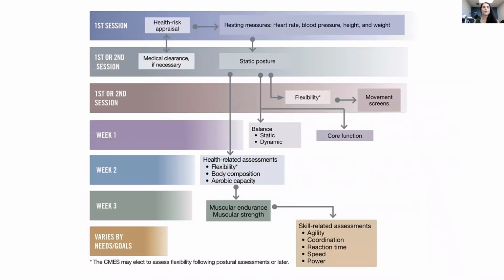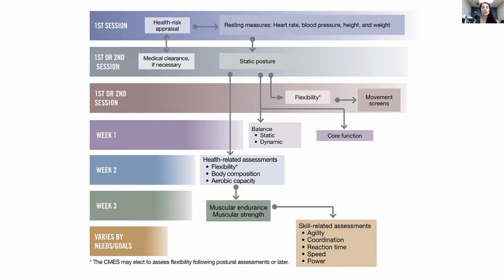This is a nice schematic for you to follow, and it basically just shows you that from session 1 all the way up to week 3 or even later, how you can take all the different assessments that we want to do with our clients and disperse them throughout that time period. So if you remember, one of the first things we discussed during that pre-participation lecture is that it's a lot for them to do. The paperwork alone can take 20 to 30 minutes for them to fill out, let alone all the other actual physical assessments that we want to do.